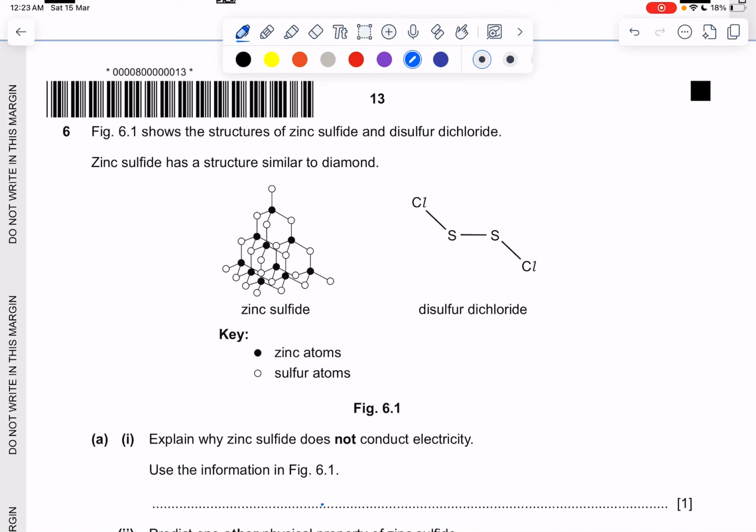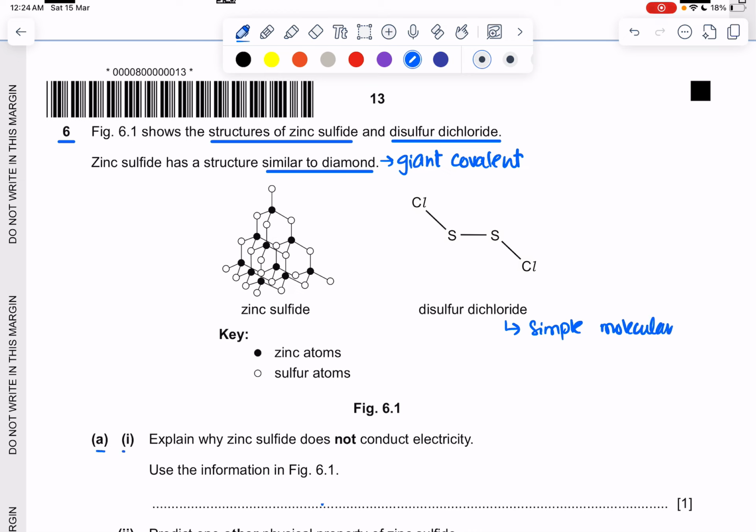Okay, next question is question number 6. Figure 6.1 shows the structures of zinc sulfide and disulfur dichloride. Zinc sulfide has a structure similar to diamond. So diamond has a giant covalent structure, which means zinc sulfide also has a giant covalent structure. And disulfur dichloride has a simple molecular structure.